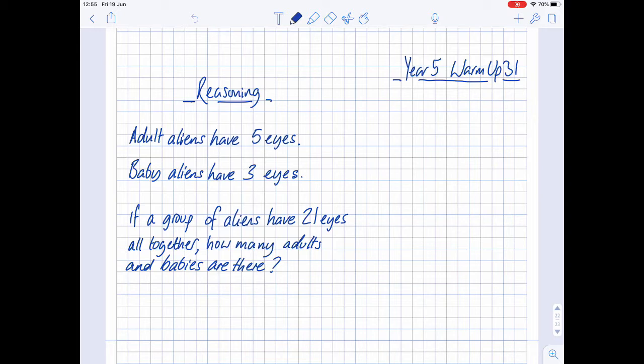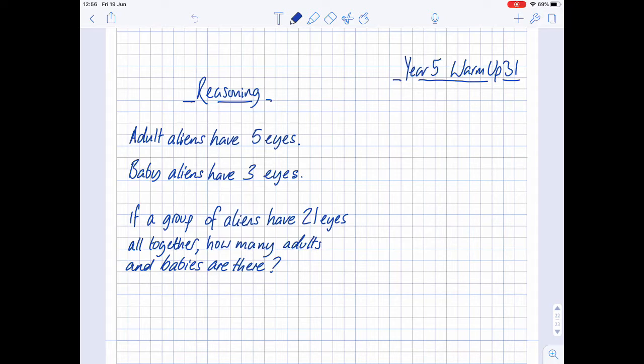Okay, so I've written reasoning there for your warm-up. You probably have heard that word before in numeracy. At the end of each year, you usually sit a reasoning paper and a procedural paper. The procedural paper is usually when you're just given sums, like multiplication sums and division sums. Reasoning is when you're given information and you've got to use that information to work out the answer.